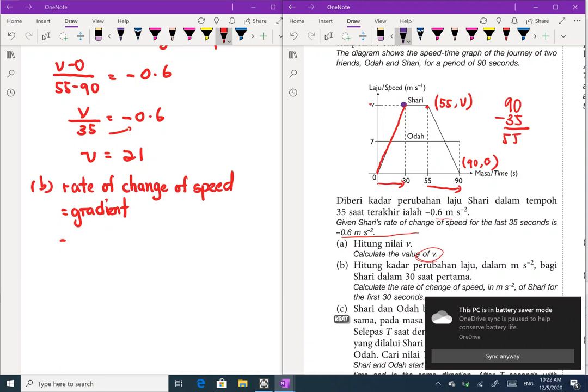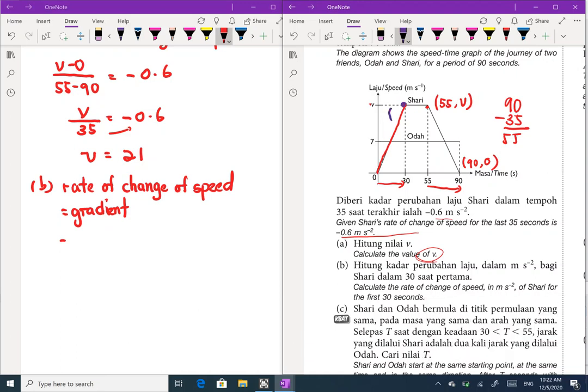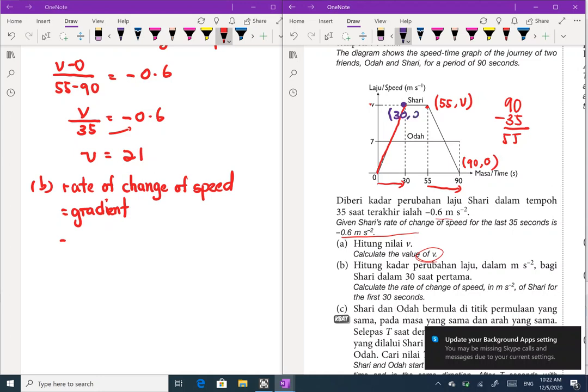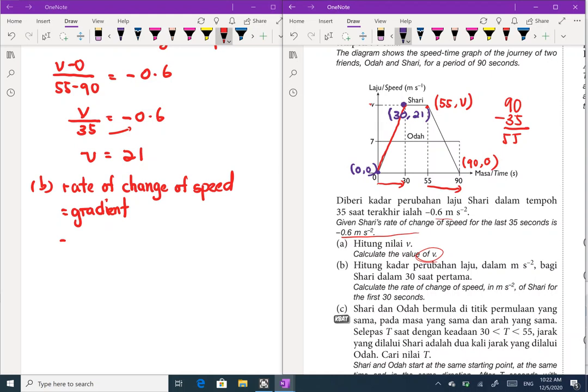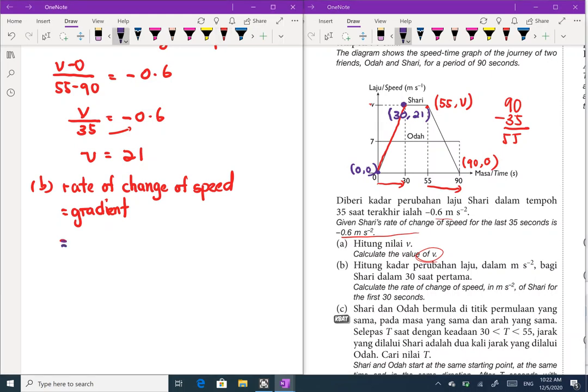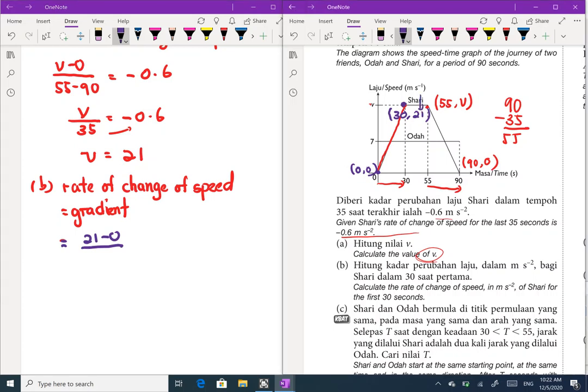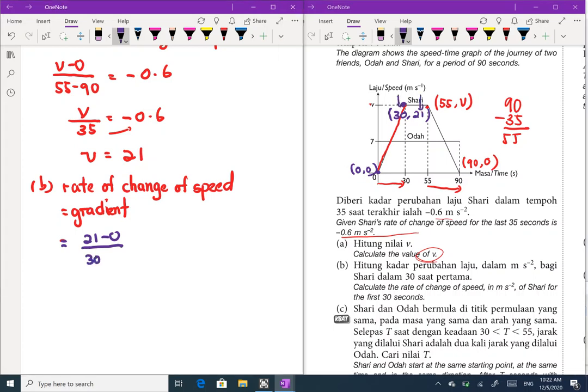So this point, just now I found the v is 21. So my x is 30, v is 21. This point is 0, 0. So gradient is y over x. So your y is 21 minus 0. Start from this point, must start from this point. So 30 minus 0. So you will get 0.7 ms negative 2.